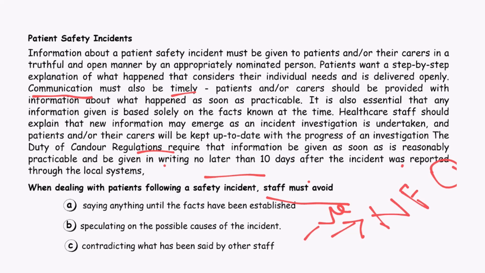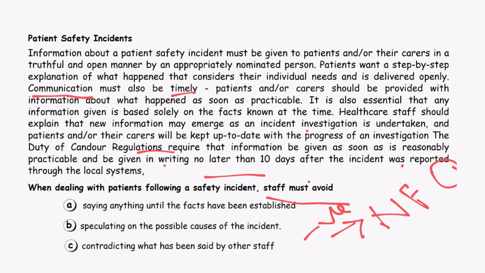I hope you might have understood. It's really given in a simplistic language, right? Staff must avoid, in the sense, this is the NFQ type of questions. What the staff must avoid. So under the three options, definitely she must avoid only one thing, and the other two things will be included in the content, right? So we know very well about the definition, right? So let's first start. Staff must avoid saying anything until the facts have been established, which means staff should not reveal anything.